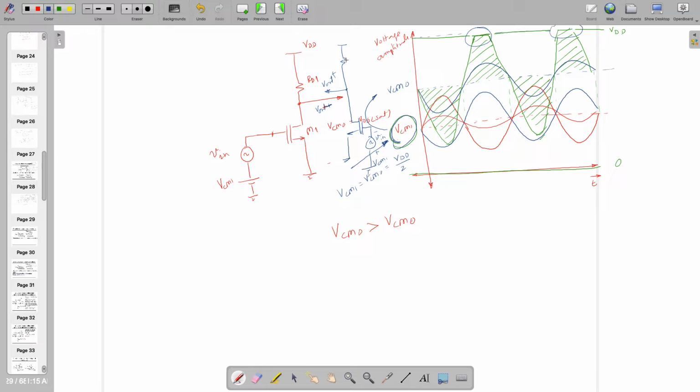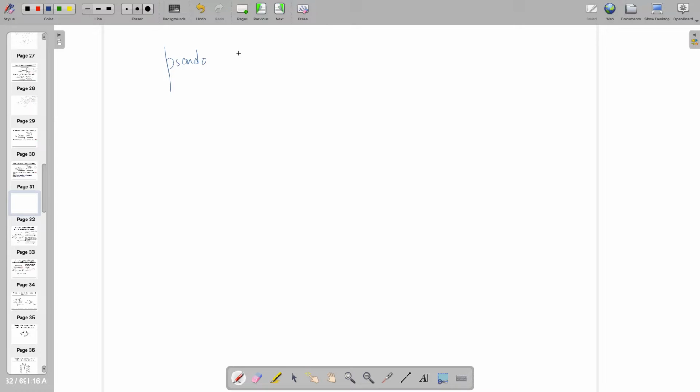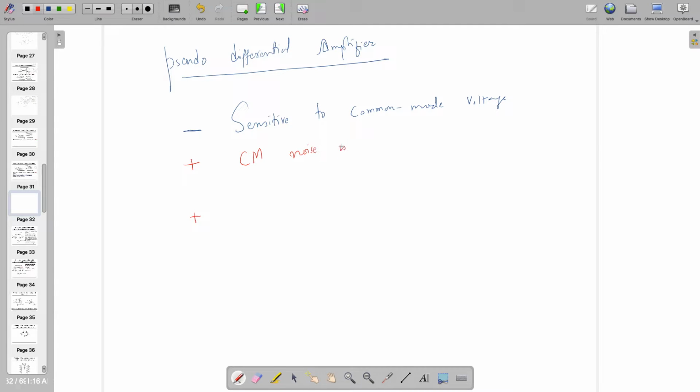When we say differential, it's 180-degree phase shifted, and that is going to give you two major advantages: common mode noise removal and even harmonic removal. However, because of a bad value of V in CM, you might land up with harmonic distortion because of saturation. So this pseudo differential circuit has a major disadvantage: it's sensitive to common mode voltage, right? However, as it is differential, it has two advantages: common mode noise is removed, and even harmonics are removed.